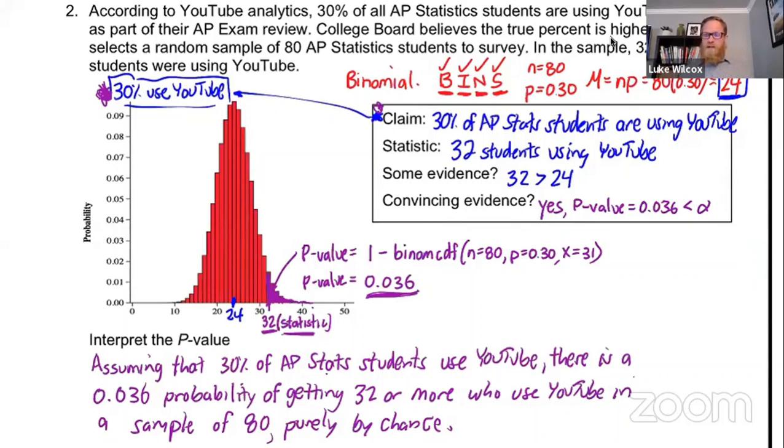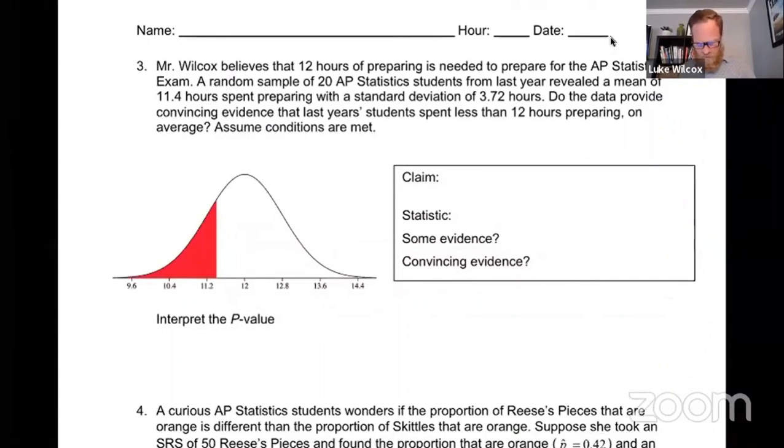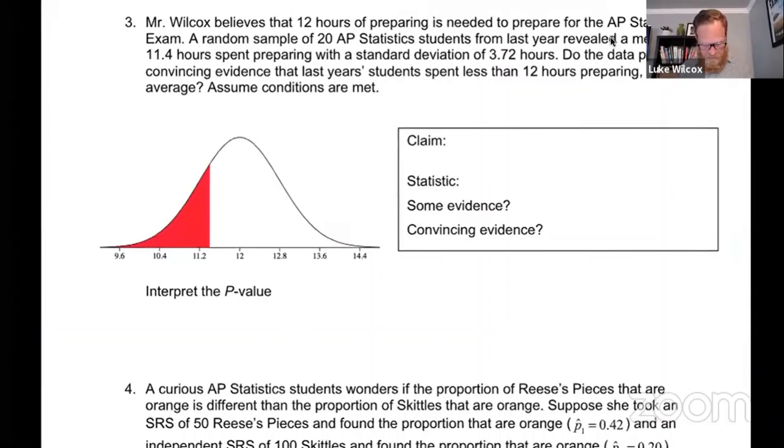And I think we are ready to move into the more formal significance tests that you started seeing towards the end of the year in AP Statistics. So let's go ahead and jump to number 3. And let's take a look at the context.